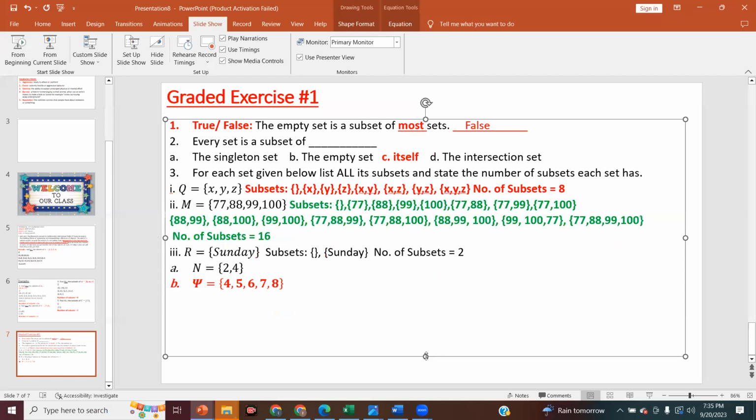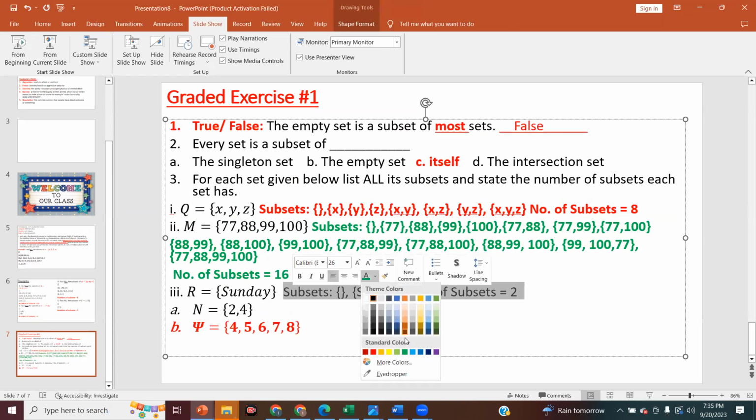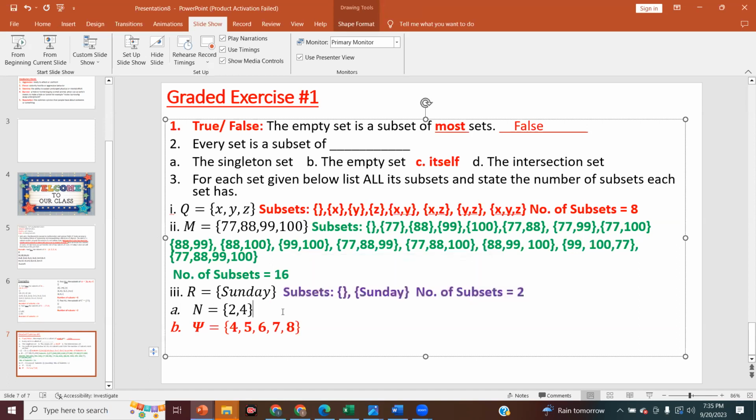Then for I, this one is definitely right. So that's good. That's not hard at all. And now for this one, the subsets are going to be the empty set. What else? Curly brackets 2, and then curly brackets 4, the set containing 4.